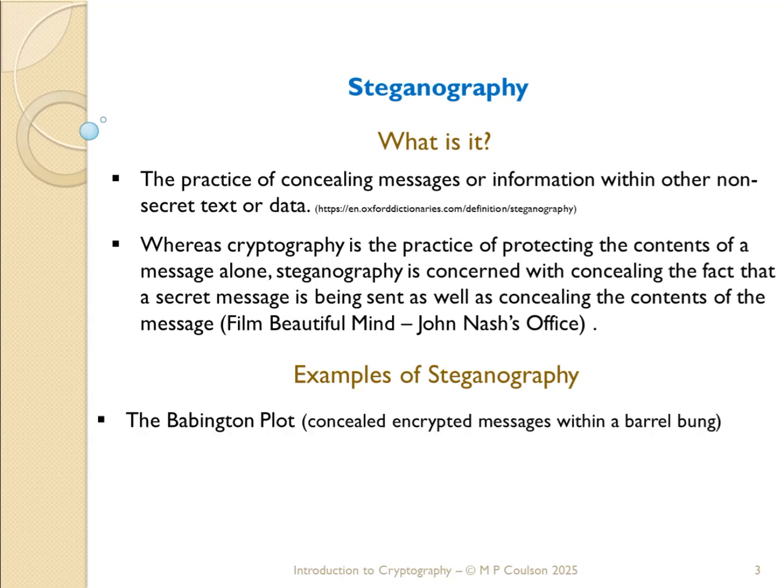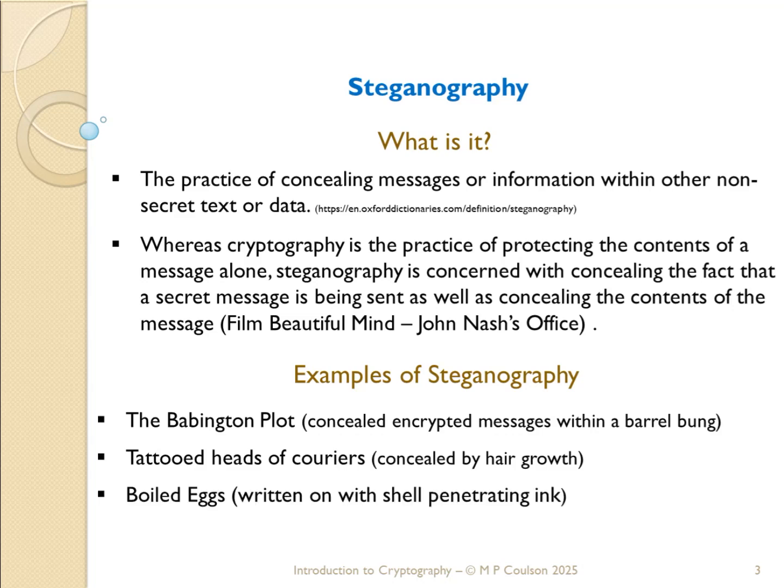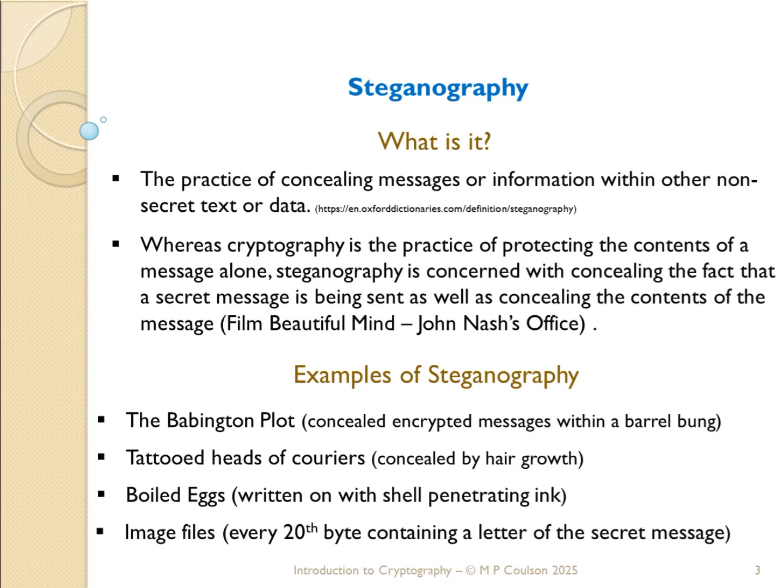Another example of this could be the Babington plot, where a message was concealed within a barrel bung. However, some could argue that this isn't really steganography. Another example could be where a message is tattooed on someone's head, and then concealed by hair growth. Amazing as it may seem, this really did happen. Another example is where messages were written on boiled eggs, using shell-penetrating ink. A modern-day implementation of steganography is where every nth letter of a message is embedded within an image file.